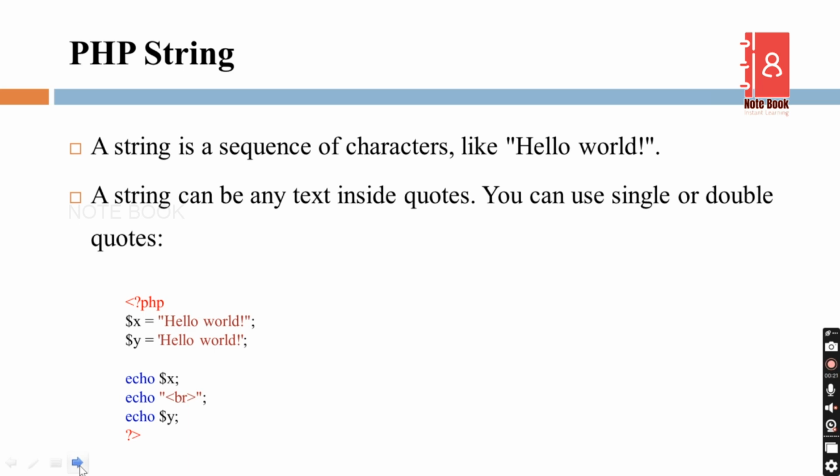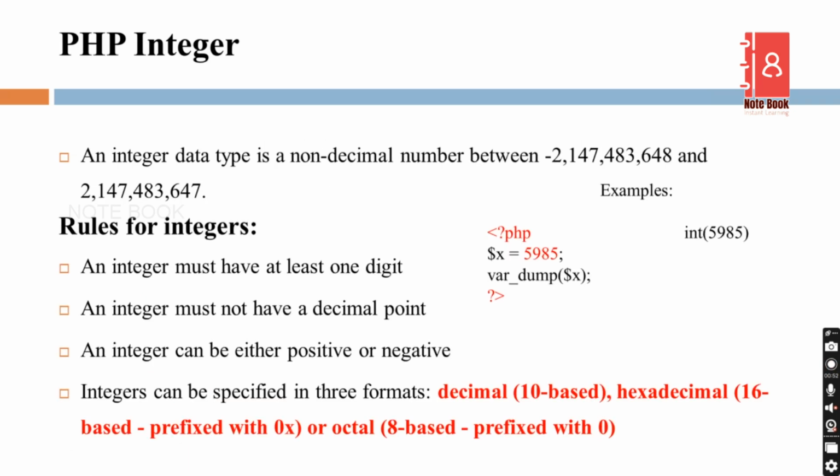First, PHP string. A string is a sequence of characters. For example, hello world. A string can be any text inside quotes. So you can use single or double quotes. You can look at the example in a PHP script. $x is equal to hello world and $y is equal to hello world. And echo $x will print hello world, and echo $y will also print hello world as mentioned here.